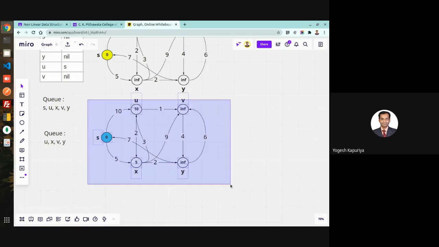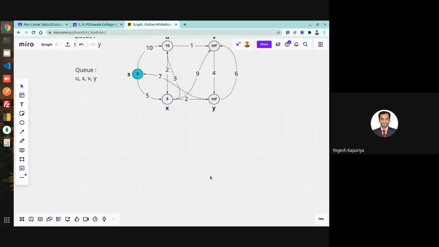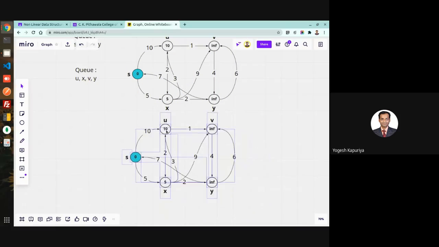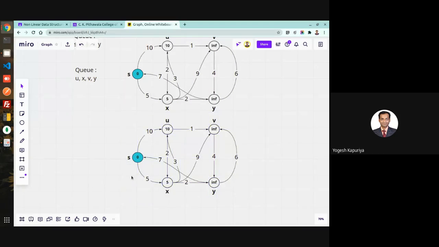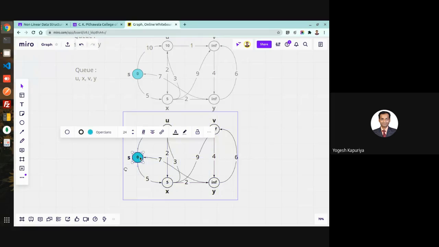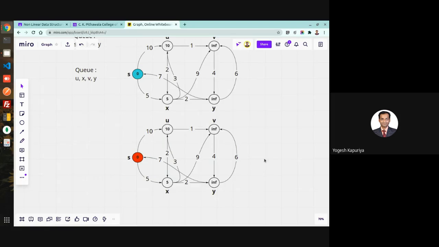So next vertex. Remember, S is not part of Q now. So let's change it something like this. And what is extracted? X is extracted. So now my Q will have only three vertices: U, V, and Y. So X is extracted.